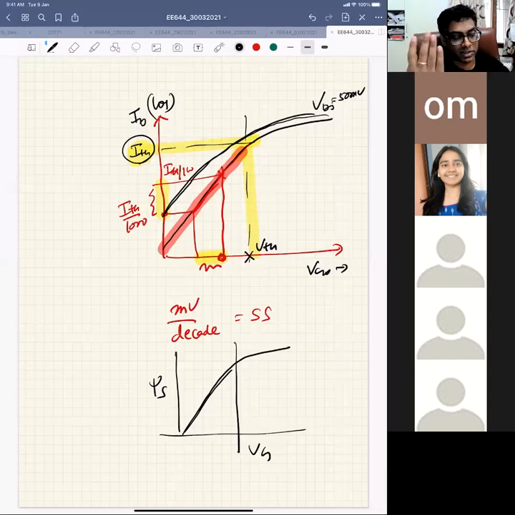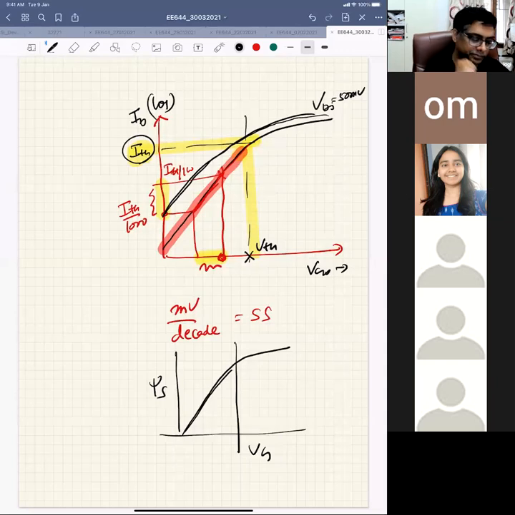So basically, if you see a typical transistor, if you go to any company or any fab or any PDK, they specify subthreshold swing at 50 millivolt or 100 millivolt, very low VDS, and at VDS equal to VDD, right?